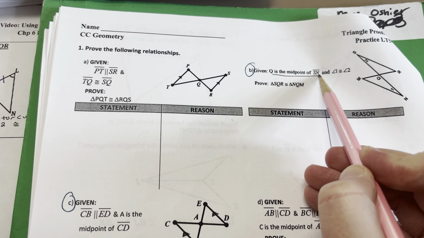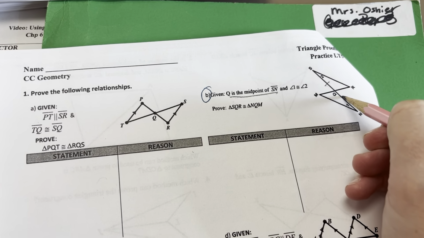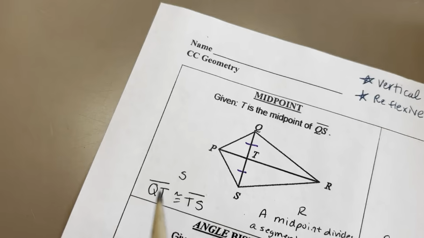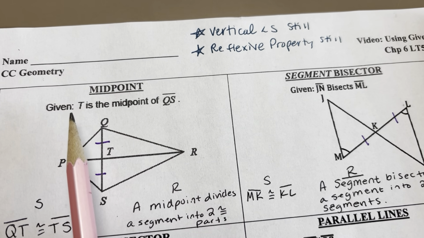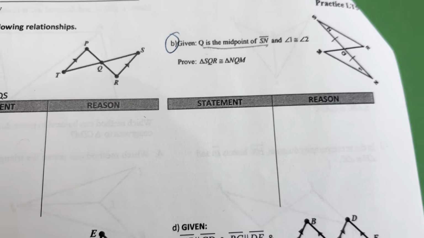So Q is the midpoint of SN. I know that means Q is in the middle, and that gives me these two congruent segments. If you're not sure, you should be going over here and finding the midpoint. It shows you that this is exactly what it's talking about, and there's an example from the notes. So make sure you're utilizing that correctly.